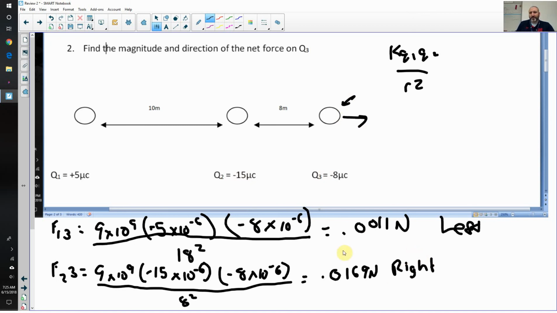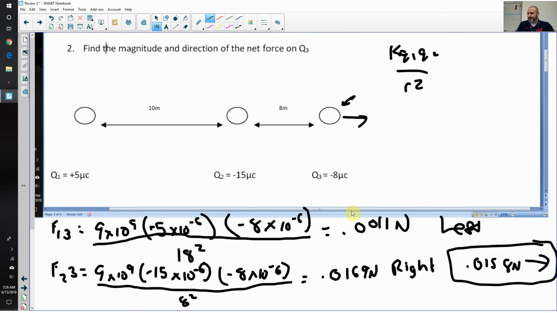So the question is, who wins? Well, this is the bigger number, so it's going to end up going to the right, but not with 0.0169 newtons. We're going to have to subtract them. So 0.0169 newtons minus 0.0011 newtons, because that's what's going to the left, you're going to end up with 0.0158 newtons to the right for what Q3 is going to feel.